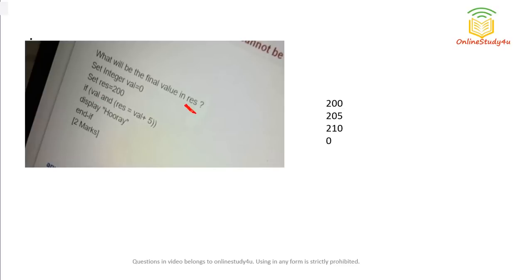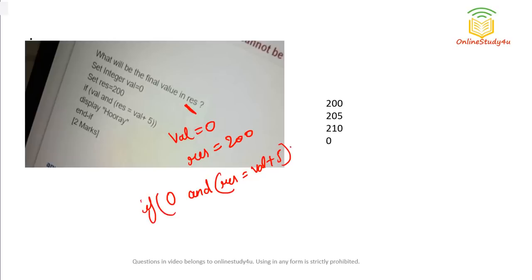They are asking what will be the final value in res. You can see val has been initialized with 0 and res has been set to 200. Now we are doing if val is 0, then res equals val plus 5. What do you think, will this if condition be executed?